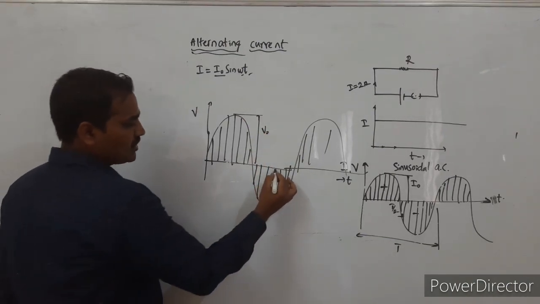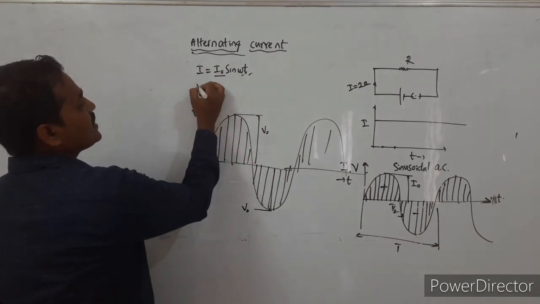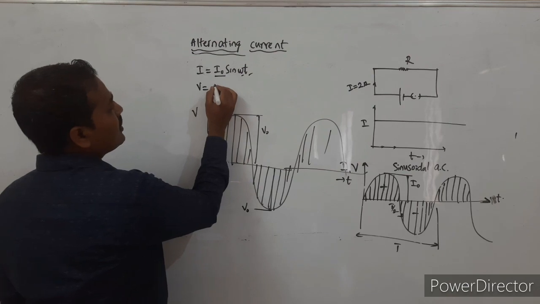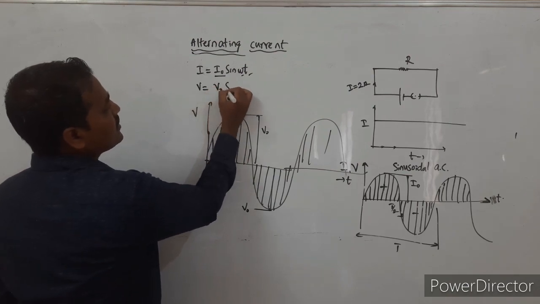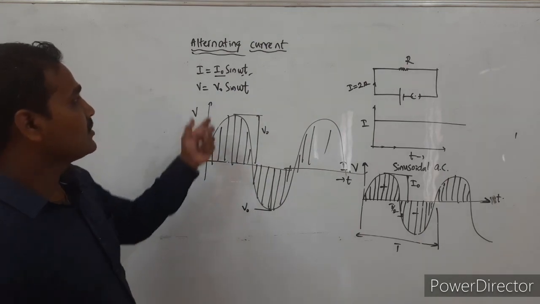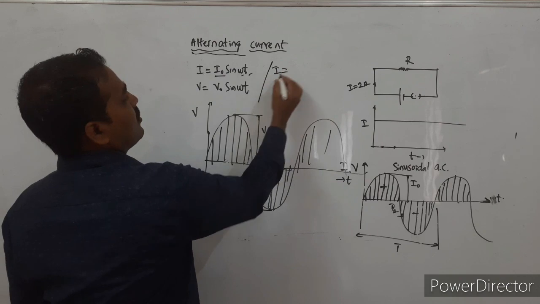Yes, similarly on the opposite side it will also have the value of V naught. The same equation I can write for voltage also. I can write this equation for alternating voltage as V is equal to V naught sin omega t. So these equations can also be written in the form of cos functions.